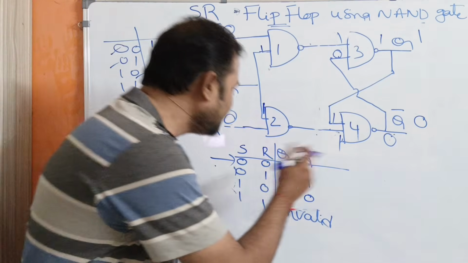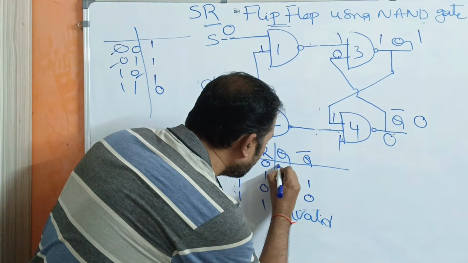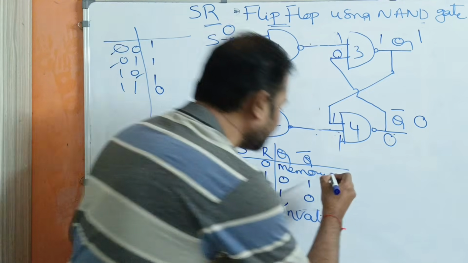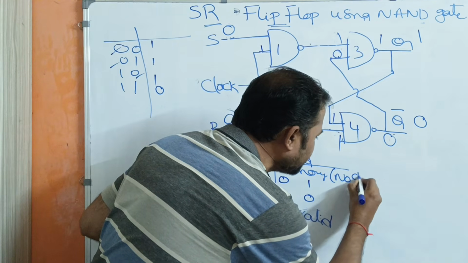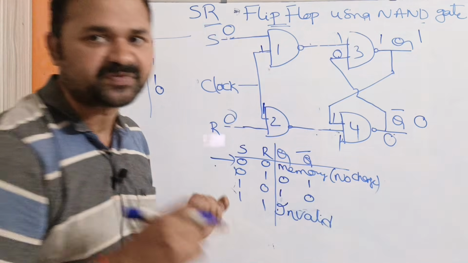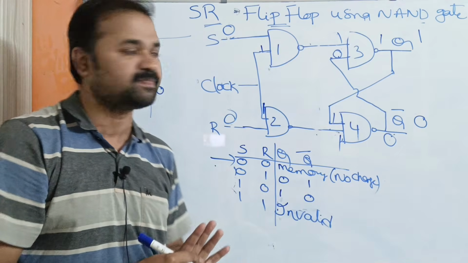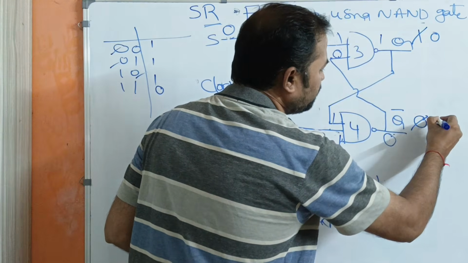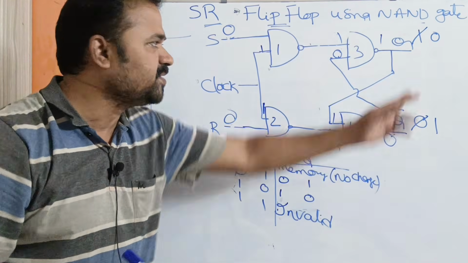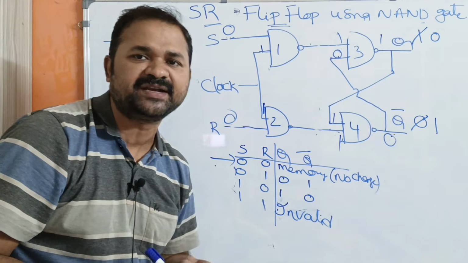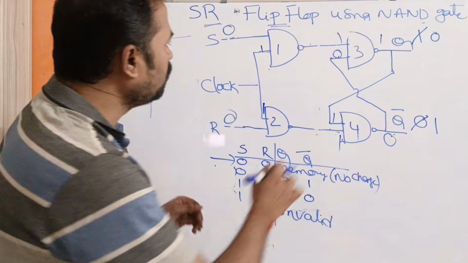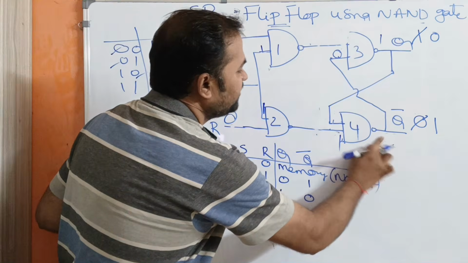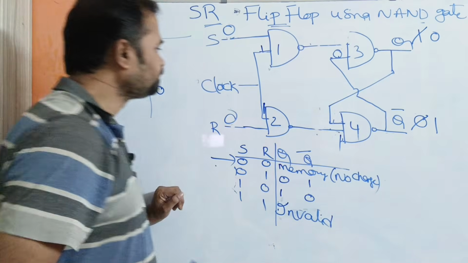So we can say that this is useful for storing the information. This is useful for memory purpose. That means there is no change in the previous output. We will get the previous output only. Okay. Let us assume that in place of Q we have 0. So in place of Q bar we will have 1. Why? Because the outputs must always be complemented to each other.